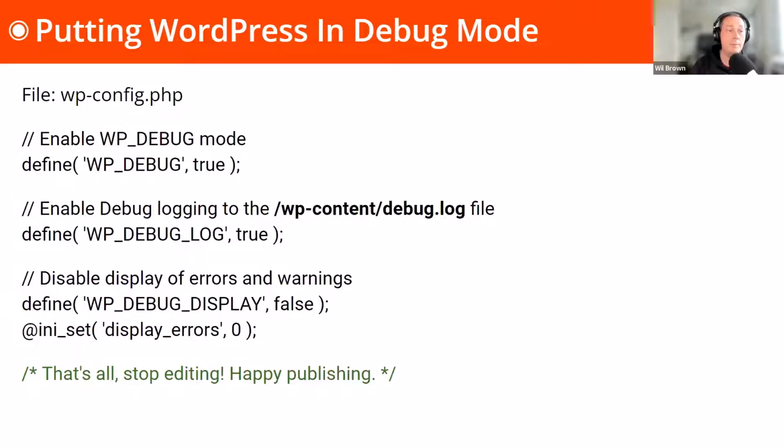Now, where you paste them in, you scroll down, you'll find a comment line, which is a / and an asterisk. It says, that's all, stop editing, happy publishing. You want to make sure that you paste all your wp-config options and defines above that line, just to make sure you don't muck around with any of the other stuff that's underneath that. So let's go through some of these lines here and have a look what they are.